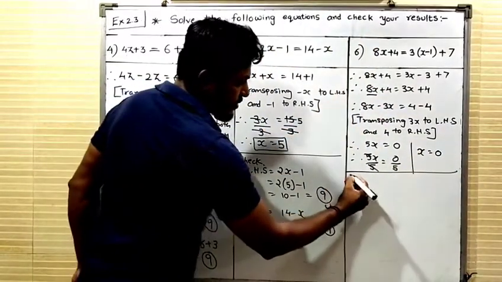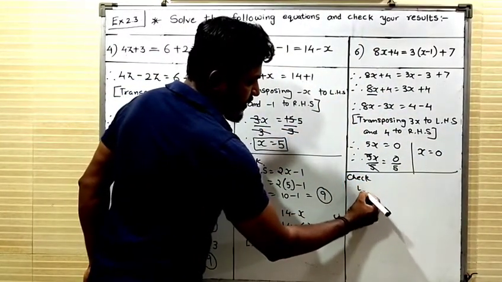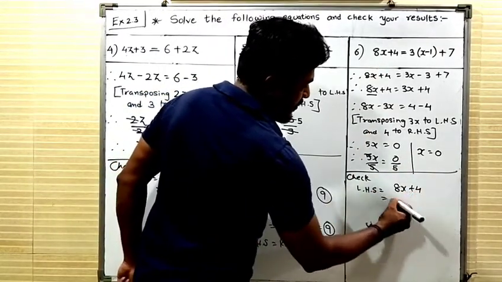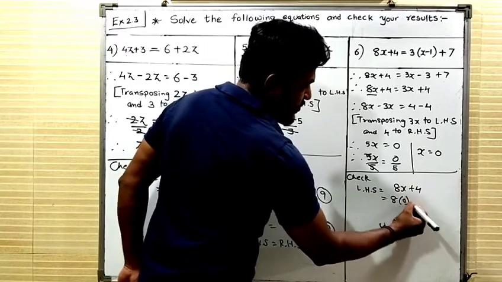Now check your left hand side first. That is 8x plus 4. Value of x, we got 0 over here.